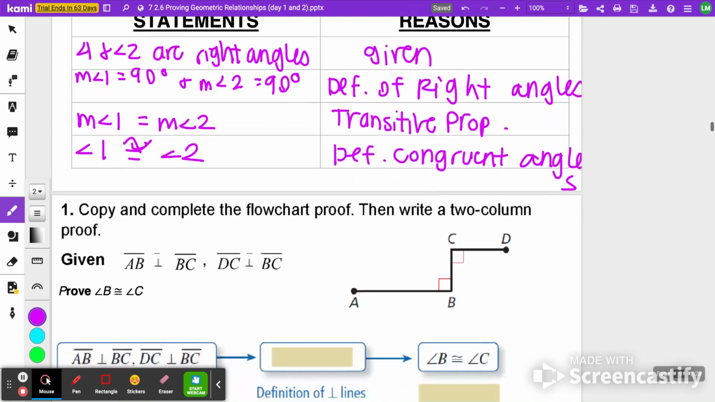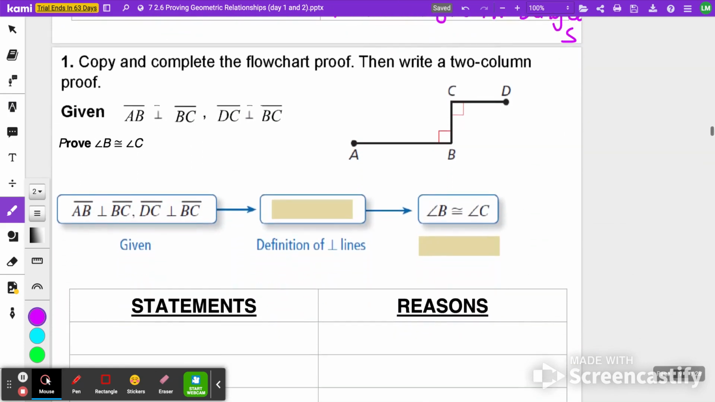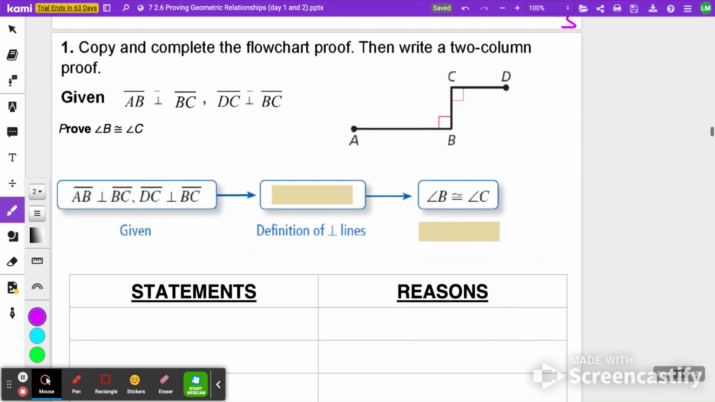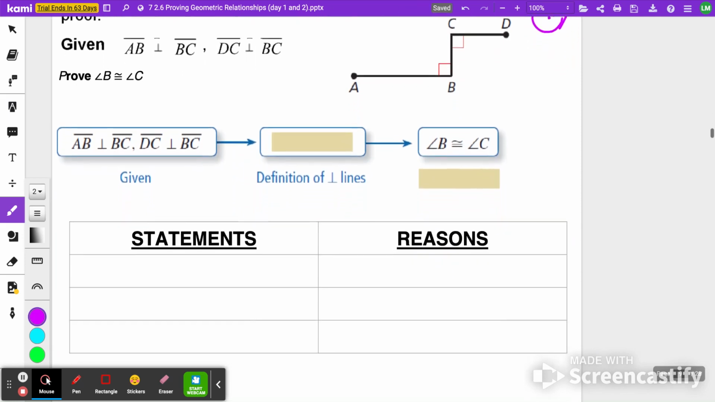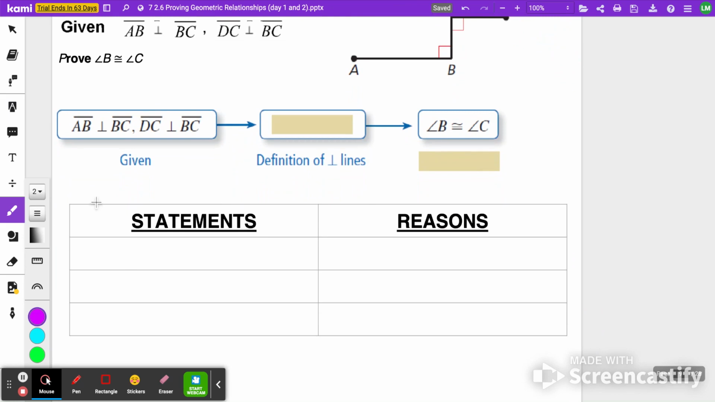So next what we're going to look at, this is where you're going to try it. It says copy and complete the flowchart proof, then write a 2-column proof given that line segment AB is perpendicular to BC, then DC should be perpendicular to BC. And we just want to prove that angle B is equal to angle C. Okay, so let's take time now to pause the video here, try this one on your own, and when you're ready, click play. All right, our given statement is AB is perpendicular to BC and DC is perpendicular to BC.